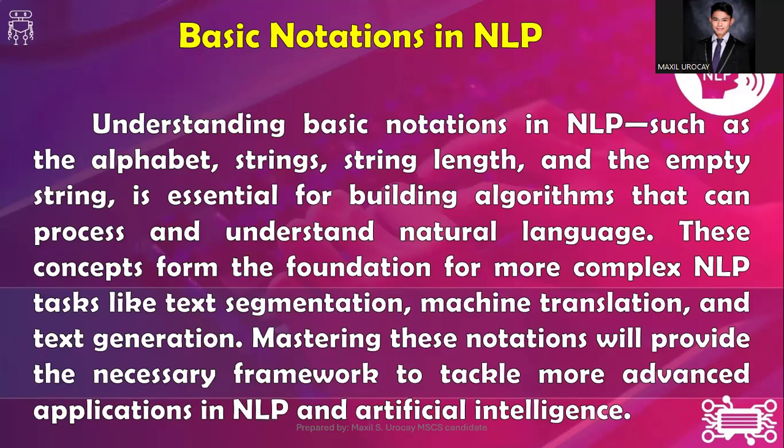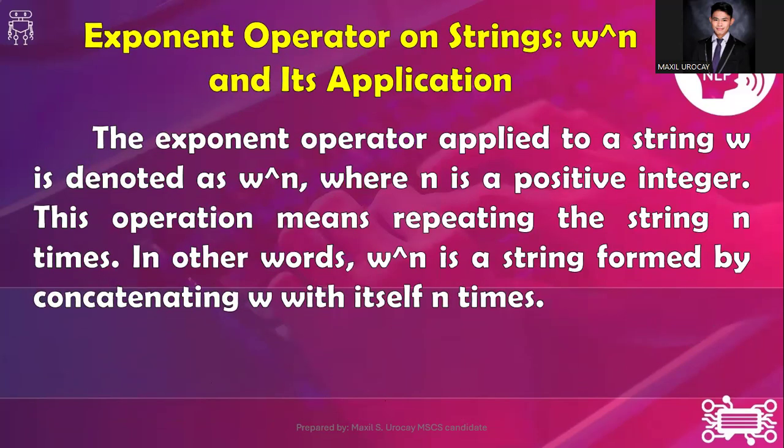Now, we also have here the exponent operator on strings, like W to the power of n, and its application. The exponent operator applied to a string W is denoted as W to the power of n, where n is any positive integer. This operation means repeating the string however many times. In other words, W to the power of n is a string formed by concatenating W with itself n times.